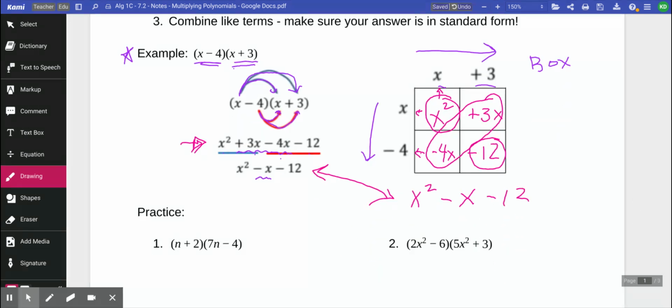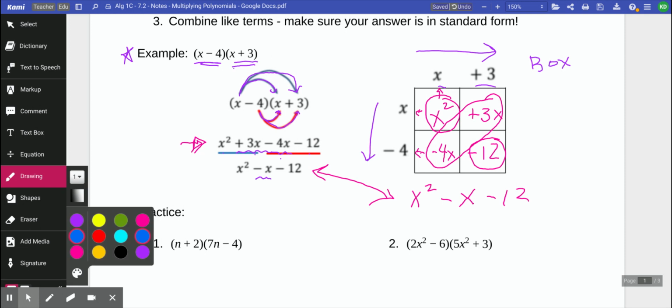So that's pretty much all we need to know. Now let's just do a bunch of examples just so we get used to doing this process. It's just going to be a lot of practice until we get it right, okay?